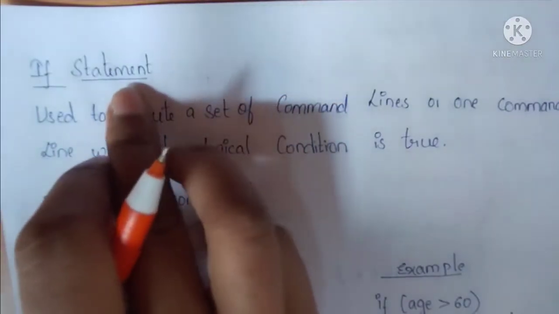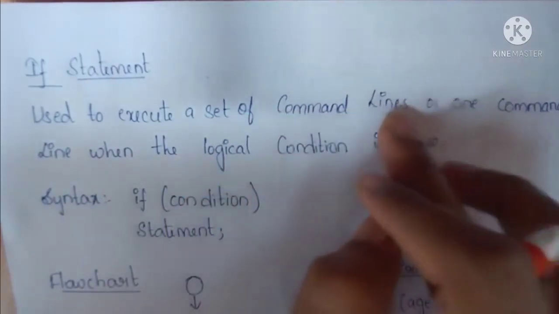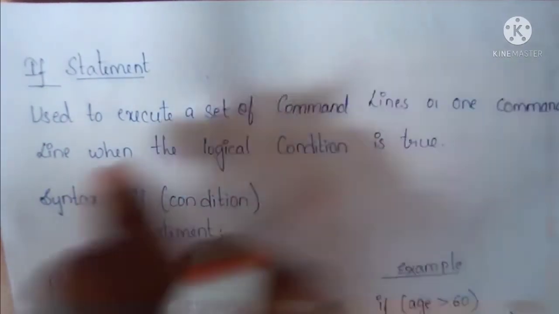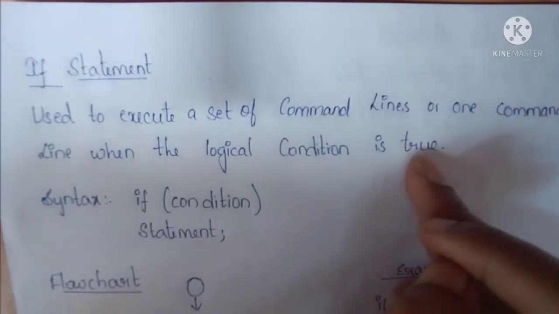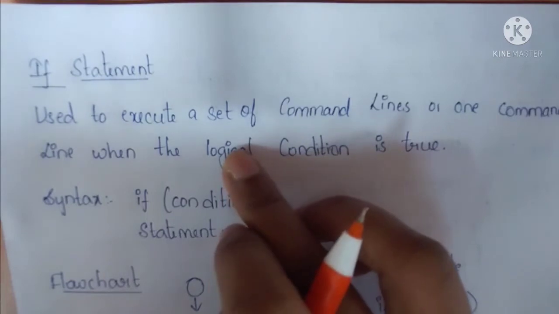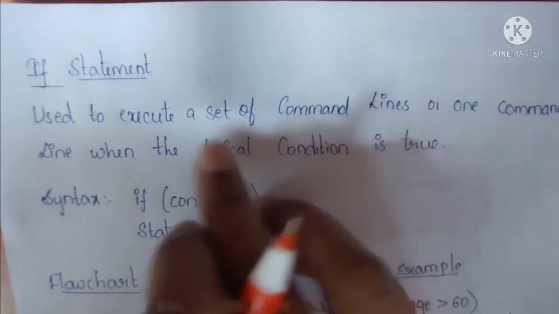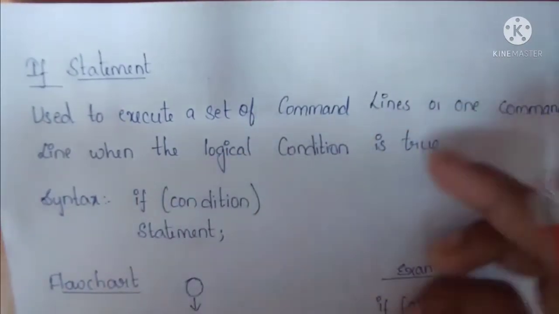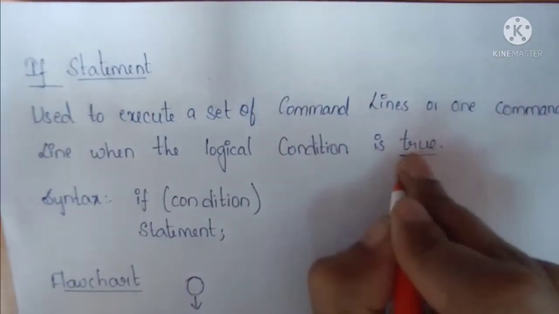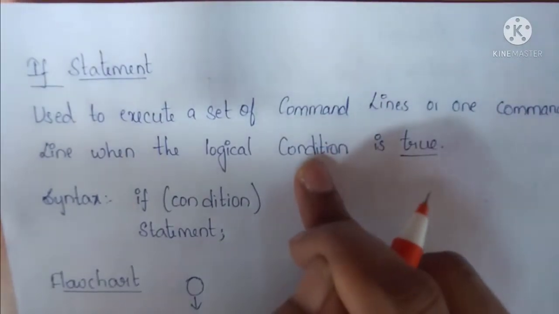What is meant by an if statement? It is used to execute a set of command lines or one command line when the logical condition is true. That means when the condition is true, then only it will execute the block, or else it will terminate from the loop. It will execute only when the logical condition is true.